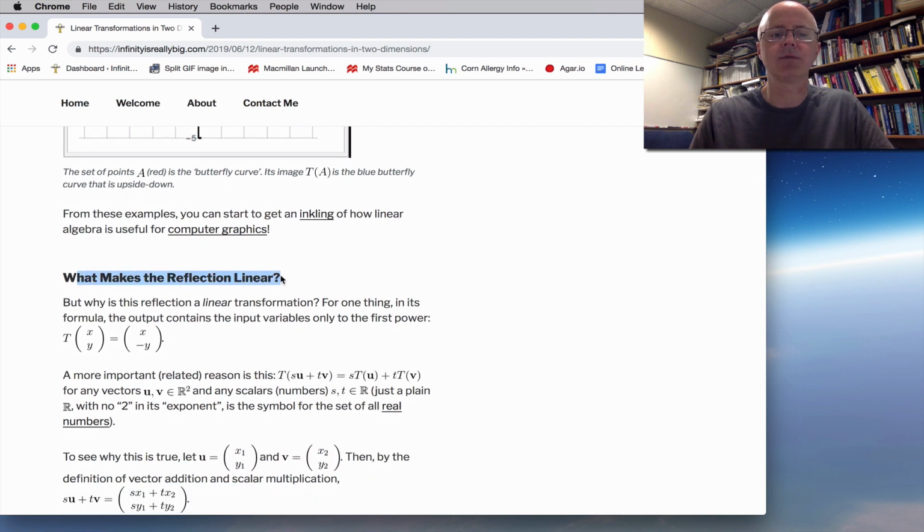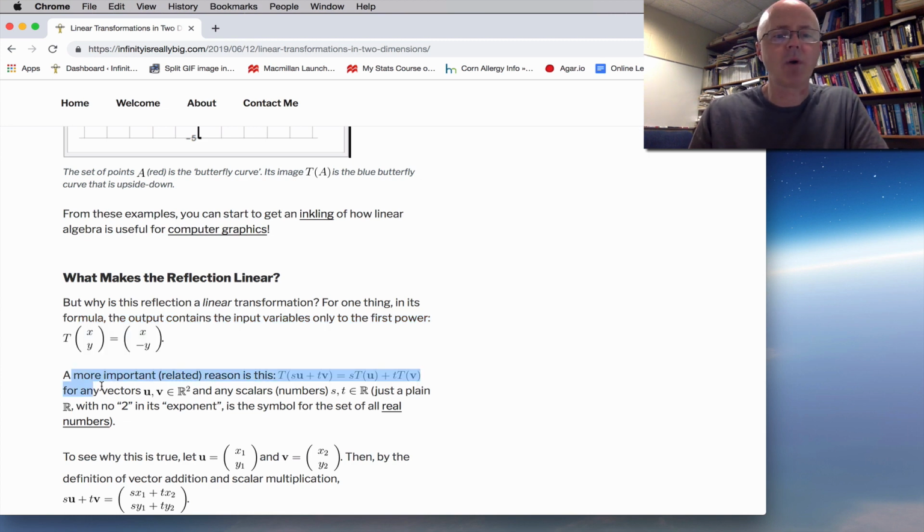What makes this reflection linear? Well, you can look at its formula and say, hey, T of x comma y as a vector is another vector x, negative y, or point if you prefer. And you could say, hey, the formula there, the x and the negative y, only involve first powers of x and y. So maybe that's the reason it's linear. But if you take that kind of naive view, there is a problem: if you added in constants here, like we will with an example later, it actually would turn out to be nonlinear in the new sense in linear algebra.